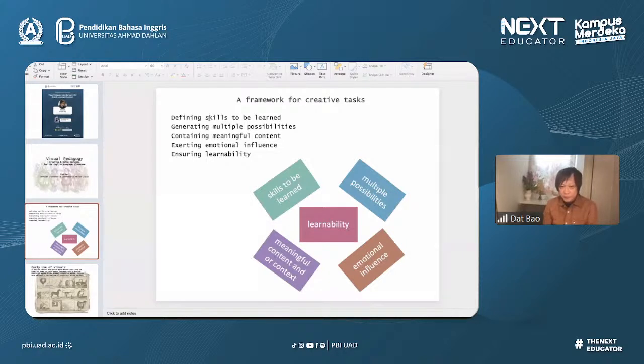And the fourth thing is emotion. A lesson doesn't access only your student's brain. It has to be able to access your student's heart. They have to feel and not just think.